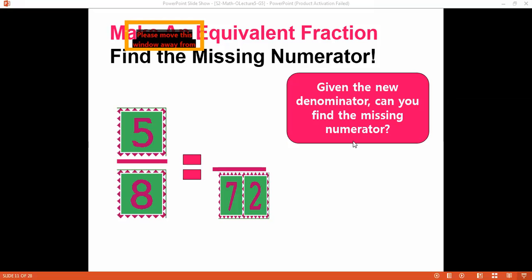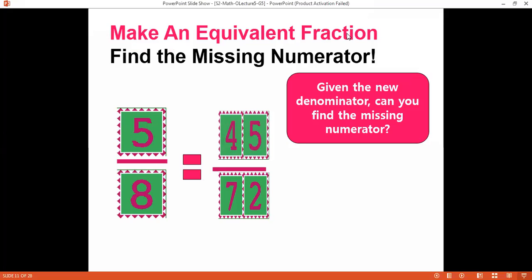Yes, yalla Malak. How did the 8 become 72? What's the number you multiplied by 8 to get 72? 9. Very good. 8 times 9. That means I have to do 5 times 9. So what's 5 times 9? 45. Excellent, miss. Excellent, Malak.